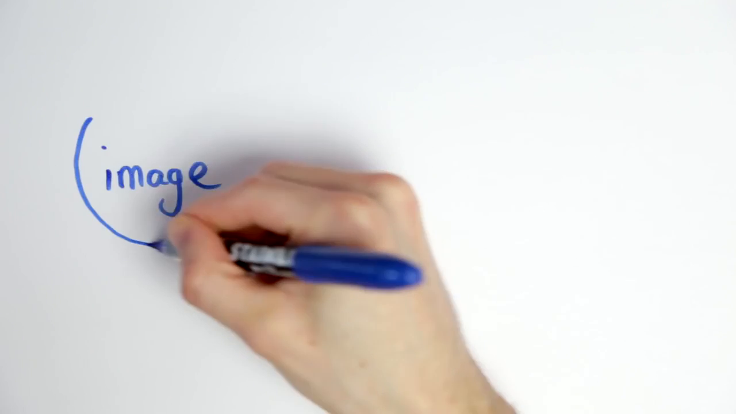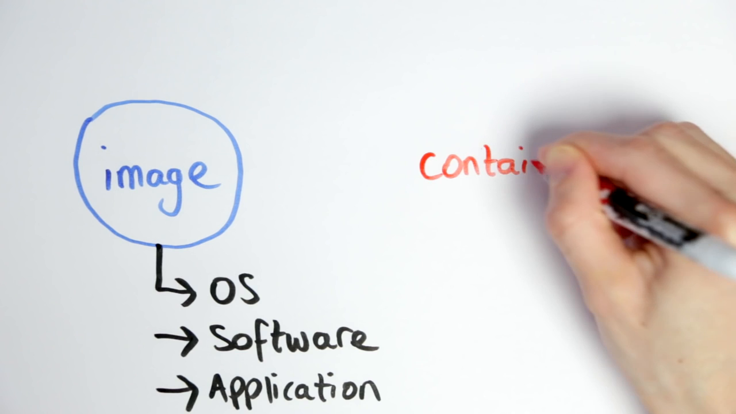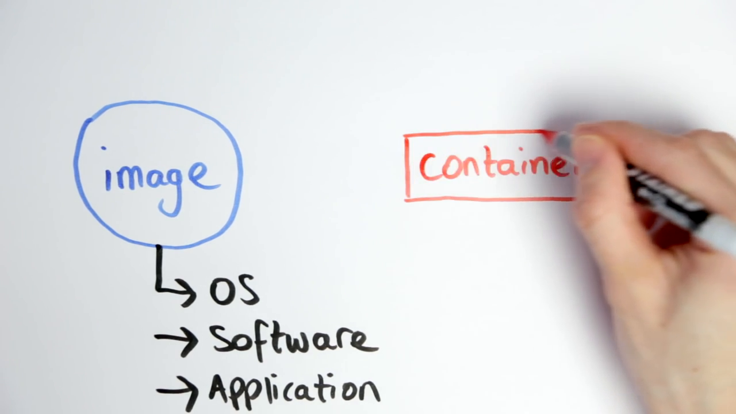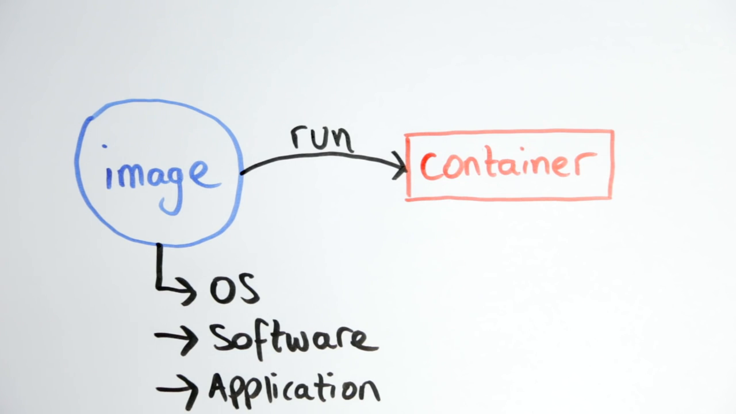In the first video we learned that an image is a template for the environment that you want to run, and when you run an image you get a container. We tried this out by running a PHP image. This was okay for our very simple application, but imagine if you have something more complicated. Let's work through an example.